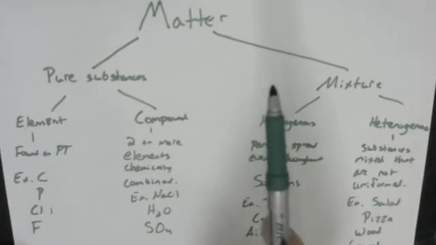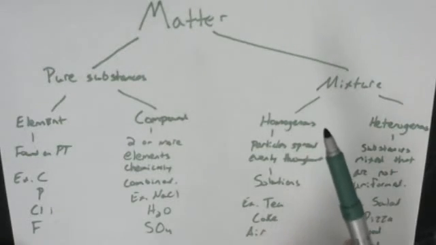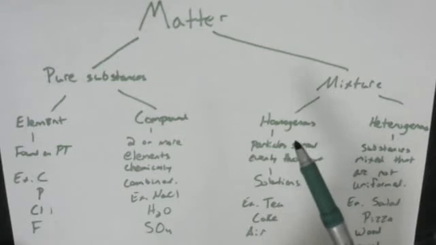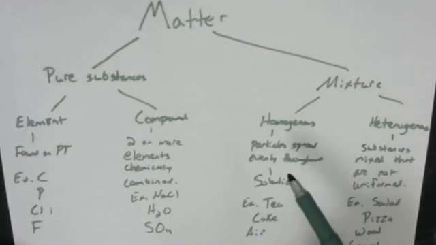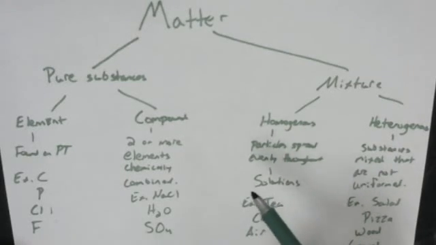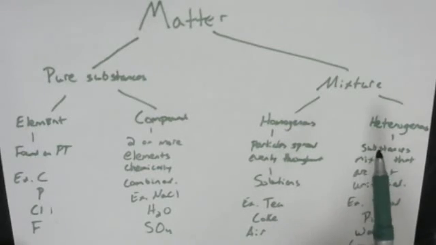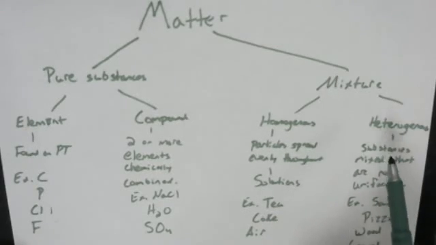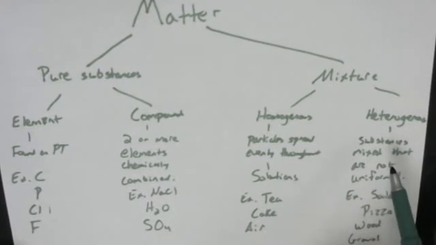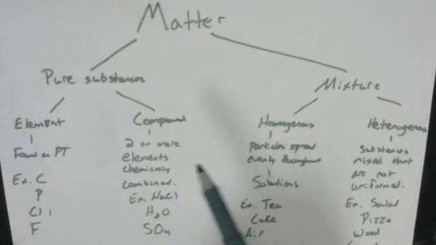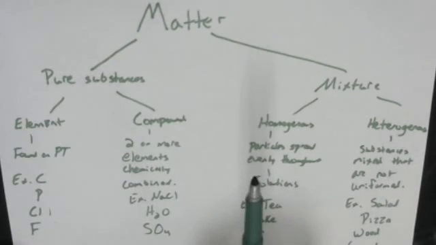Okay. Then we jump over here to the mixtures. We have homogeneous and heterogeneous. Homogeneous is spread evenly throughout. We also call them solutions, which we studied. Tea, Coke, and air would be good examples of that. And then a heterogeneous mixture is where the substances mixed are not uniform. They look different: salad, pizza, wood, and gravel. And that is our notes for matter and how we classify it.